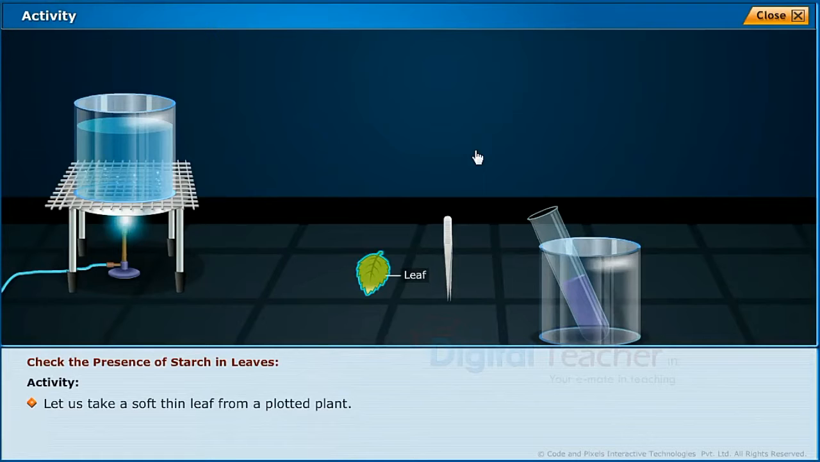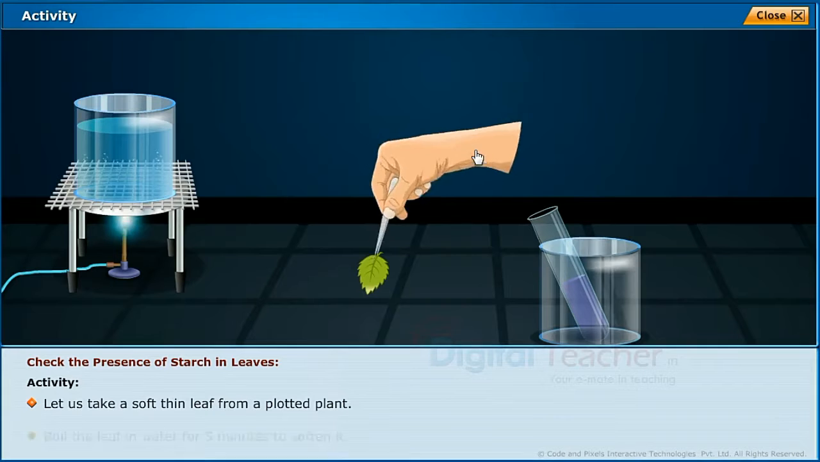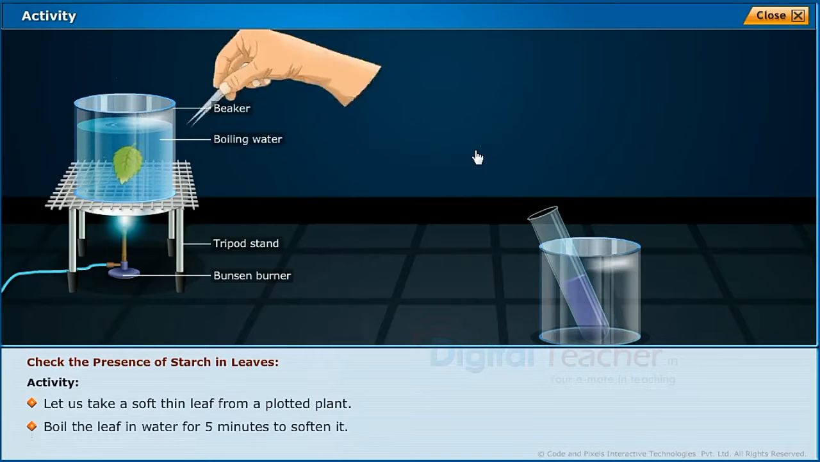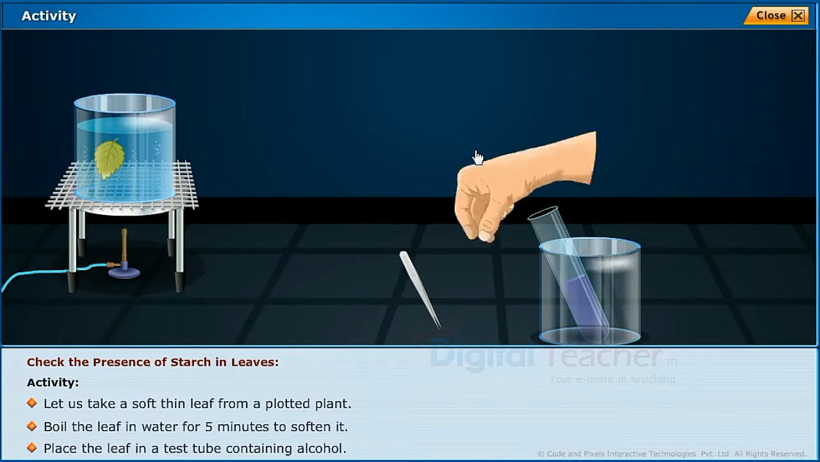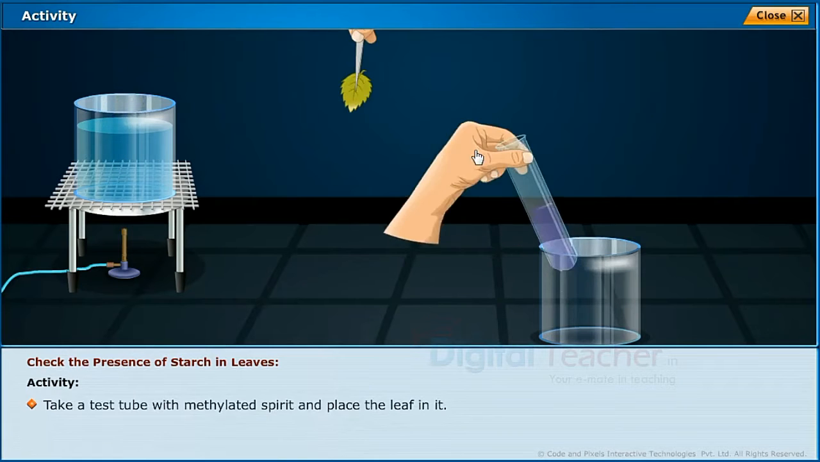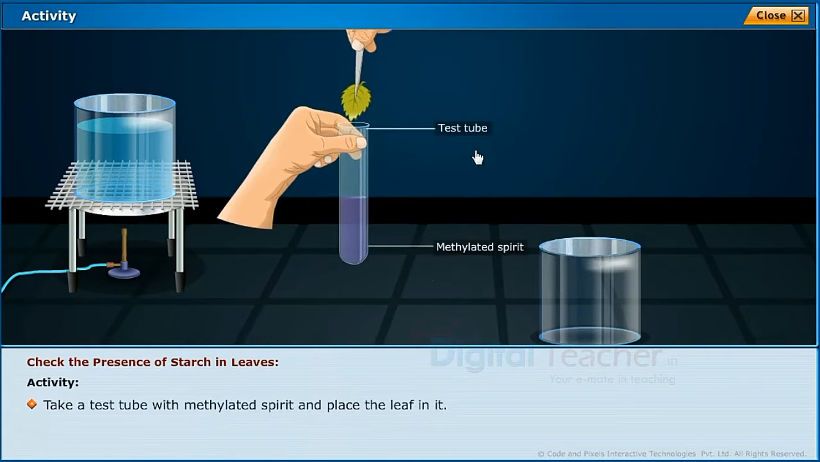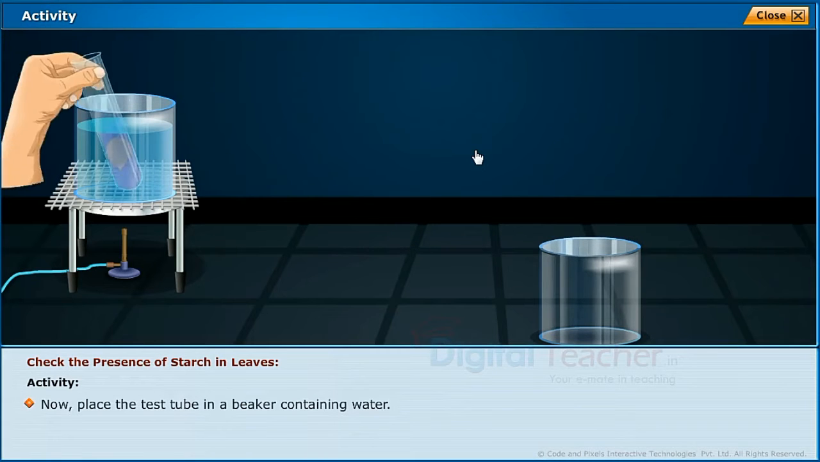Let us take a soft thin leaf from a potted plant. Boil the leaf in water for 5 minutes to soften it. Place the leaf in a test tube containing alcohol. Take a test tube with methylated spirit and place the leaf in it. Now, place the test tube in a beaker containing water.